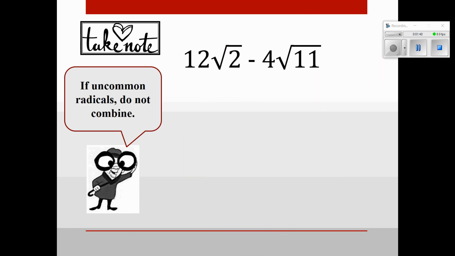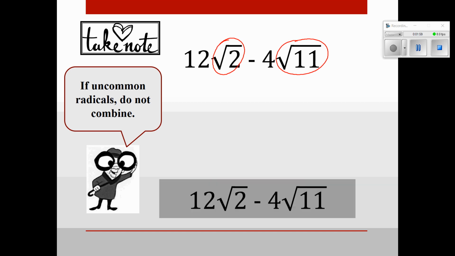If you look up here, you'll notice that there are not common radicals. Here we have the square root of 2. Here we have the square root of 11. Those are not the same. You first look to see if you can simplify them to create common radicals, but both of these are prime, so there's no way to simplify this.